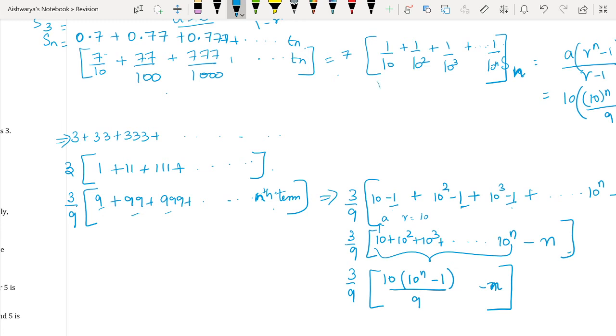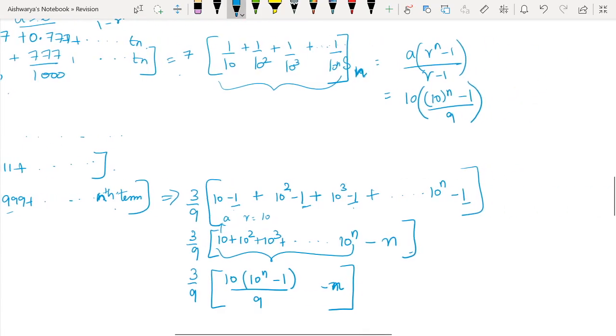Now here this itself is a GP where the r value is less than 1. So we will use the formula for r value less than 1 and find out.